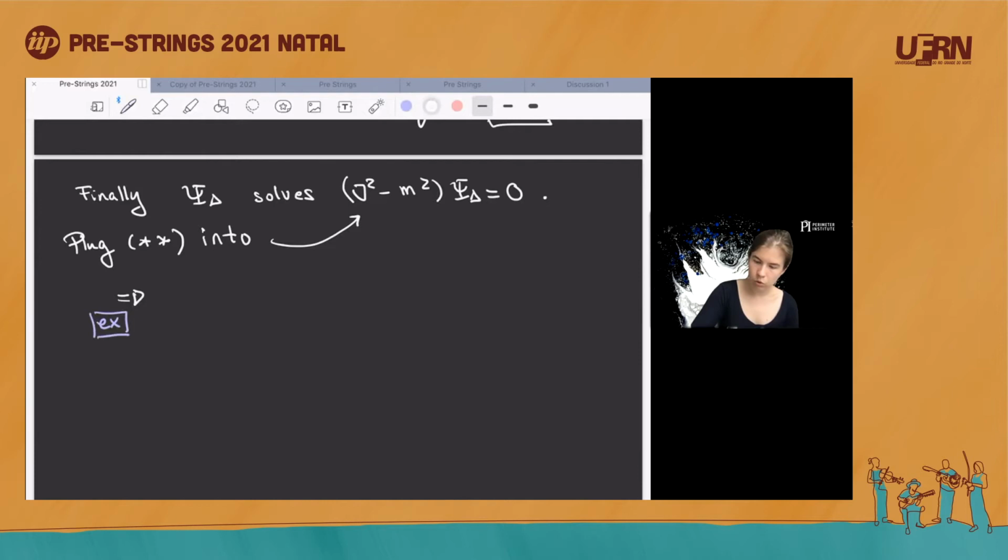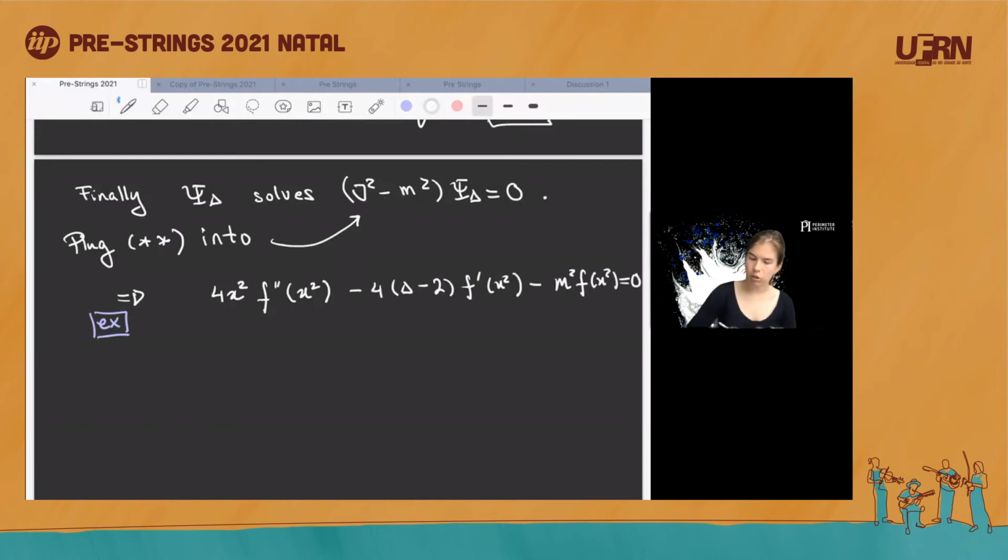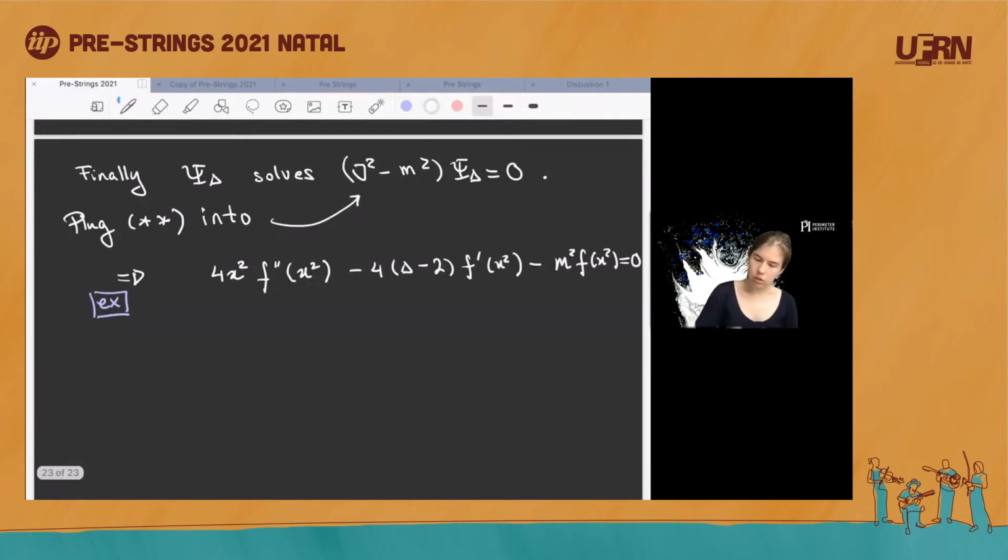so you can check as an exercise, that this function f of x squared obeys the following equation: 4 x squared f double prime minus (4 delta minus 2) f prime of x squared minus m squared f of x squared is equal to 0. So this is a standard differential equation. It's Bessel's equation, and it has two solutions.